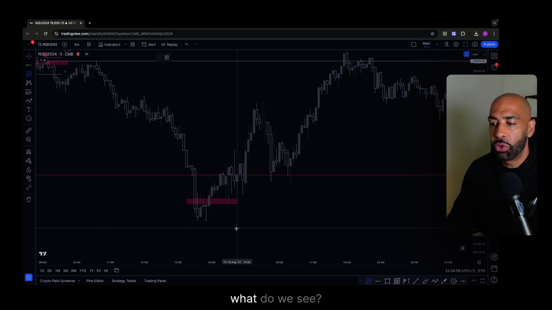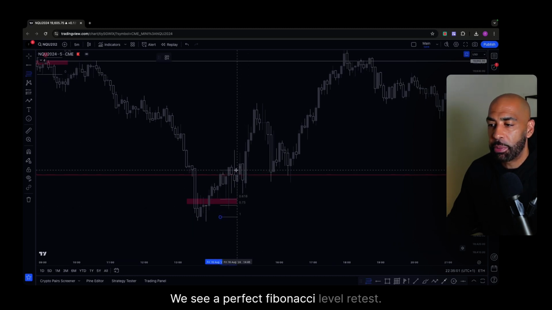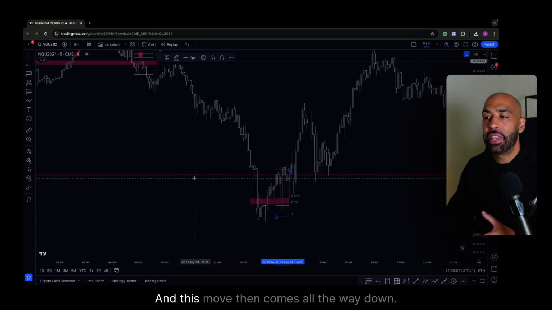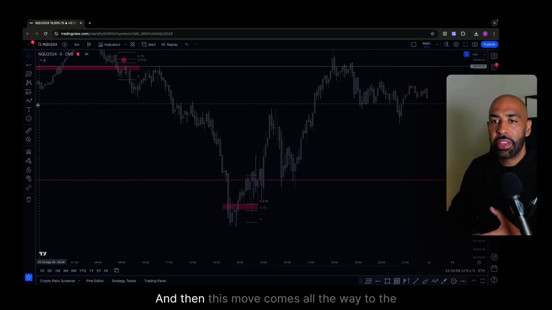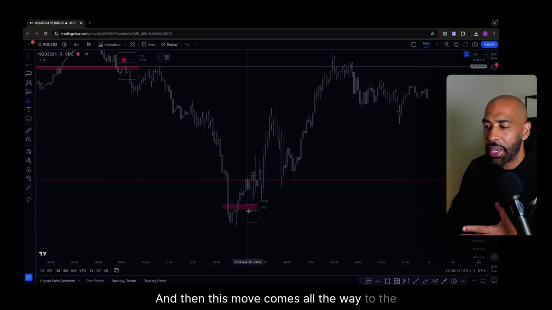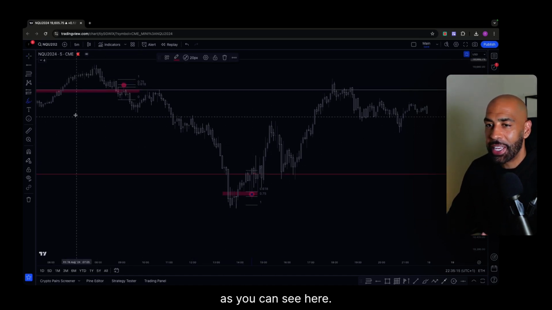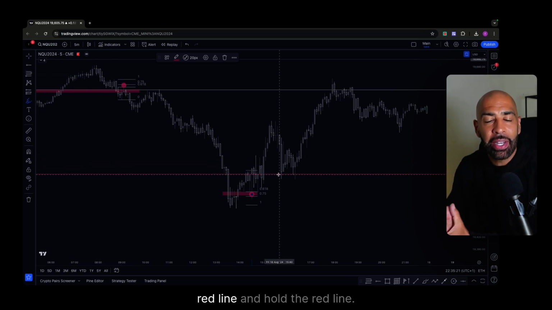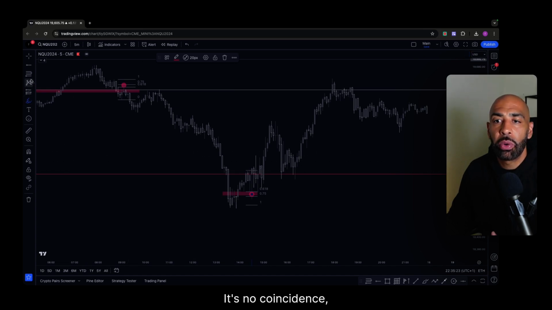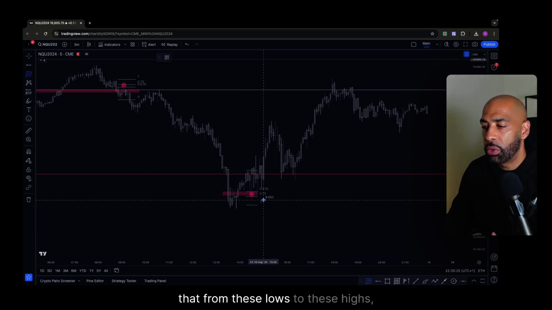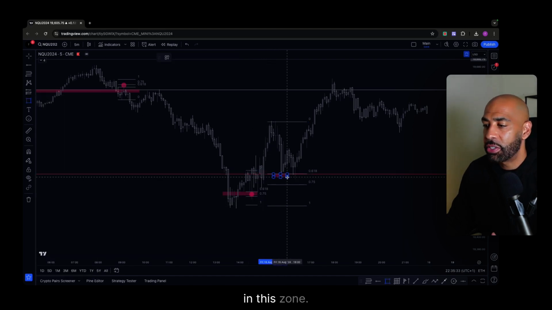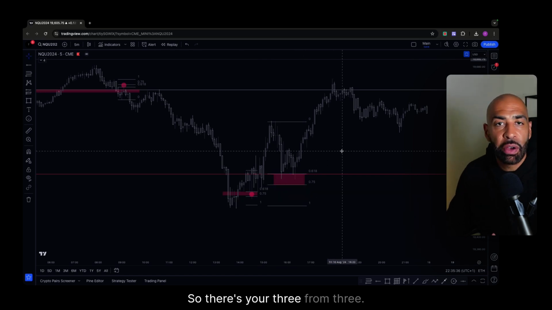If you have a look again, what do we see? We see a perfect Fibonacci level retest. That is 2 from 2 just today. And this move then comes all the way down. And then this move comes all the way to the upside, as you can see here. Now, not only that, if you want to then wait until we get above the red line and hold the red line, it's no coincidence, my friends, that from these lows to these highs, we get another Fibonacci retest in this zone. So there's your 3 from 3.